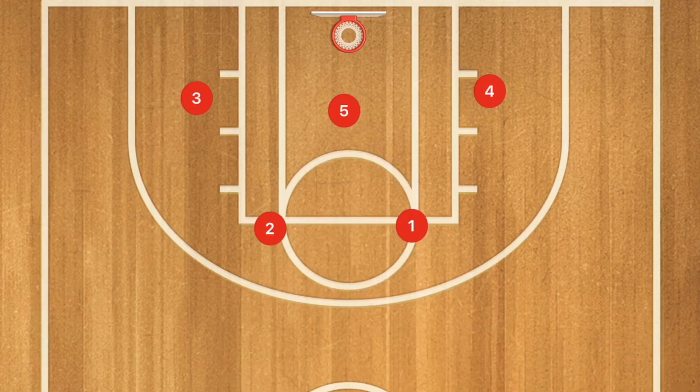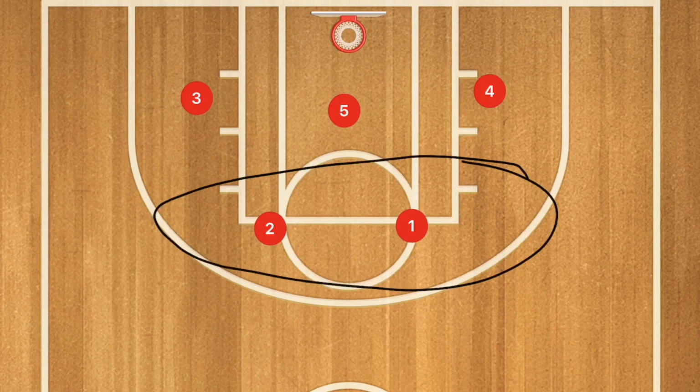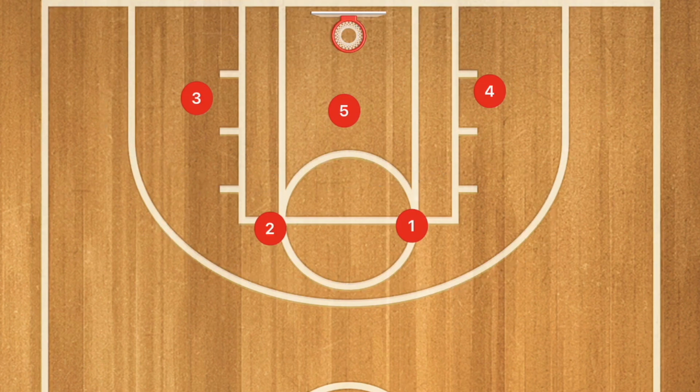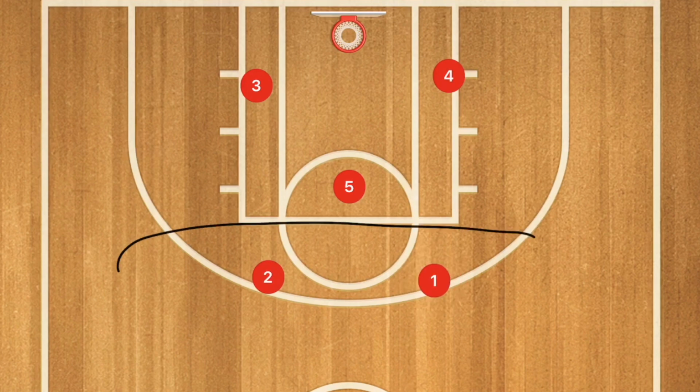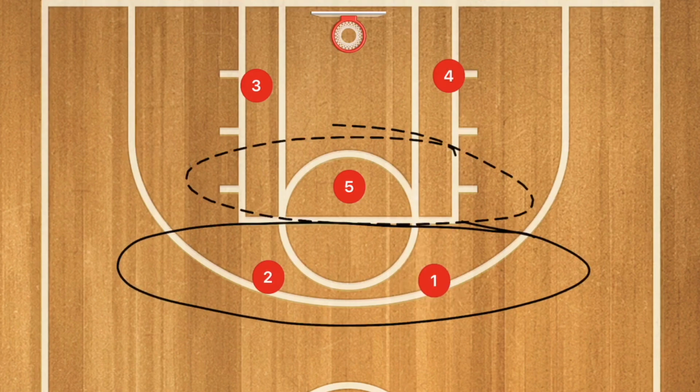So let's check out the basics behind what a zone really is. Okay, so in a zone, for example, right here, we have a 2-3 zone. How it is named a 2-3 zone is because there's 2 players up top and 3 players in the bottom. Now, let's say you were running a 2-1-2 zone. You would have 3 lines of defense. You would have a 2 and a 1 and a 2.